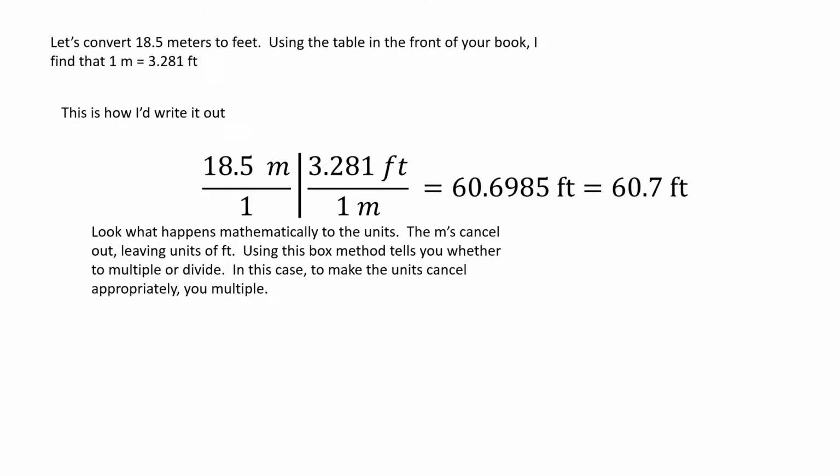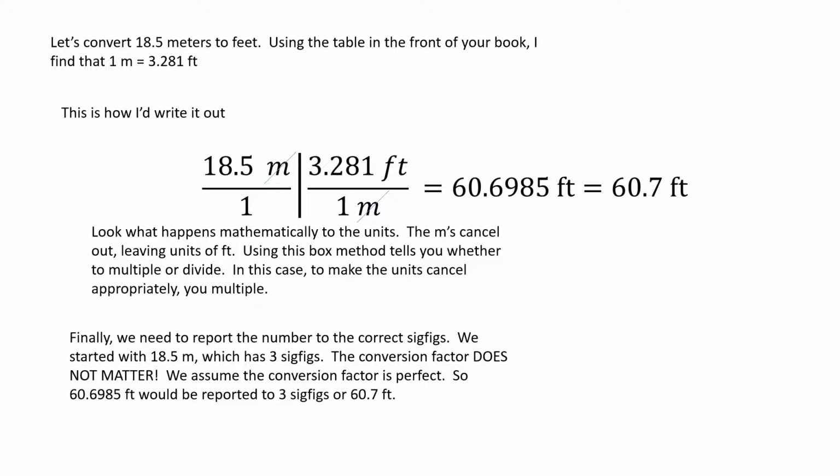In this case, to make the units cancel out, I had to multiply. Doing the math, now you have to report the number to the correct number of sig figs. I started with 18.5 meters, so that was 3 significant figures. That means my answer should have 3 significant figures.